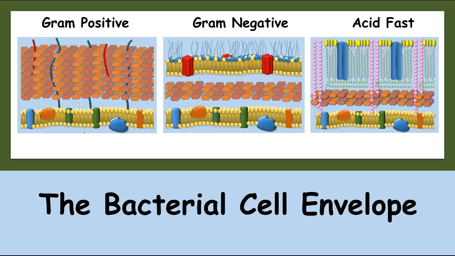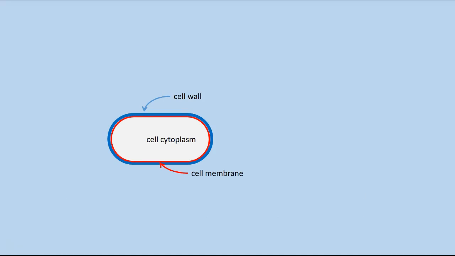In this video, I'll describe the cellular components that are found in the bacterial cell membrane, as well as those that are found in a gram-positive, gram-negative, and acid-fast cell wall. Let's start by defining the term cell envelope. The envelope is the combination of the cell membrane and the cell wall.